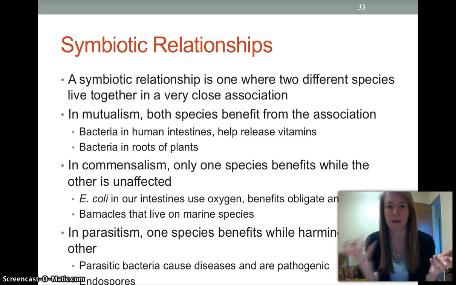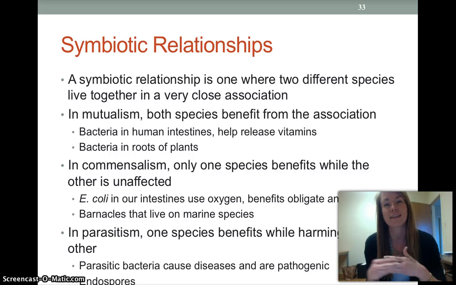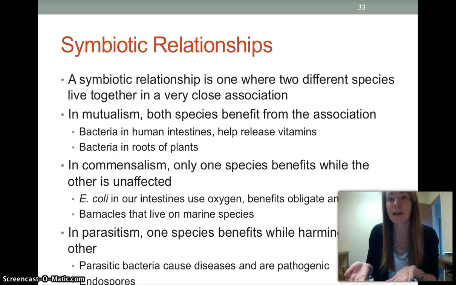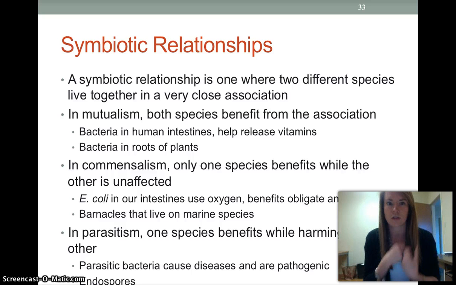So they're not getting a benefit. They're just using the oxygen. But the fact that they're taking up all of the oxygen benefits all of the obligate anaerobes that live in our intestines. So there's a bunch of other bacteria that cannot live in the presence of oxygen, and they can live there because the E. coli takes up all the oxygen.